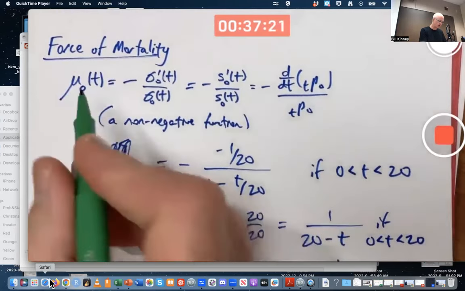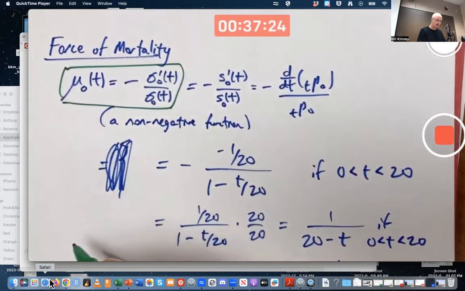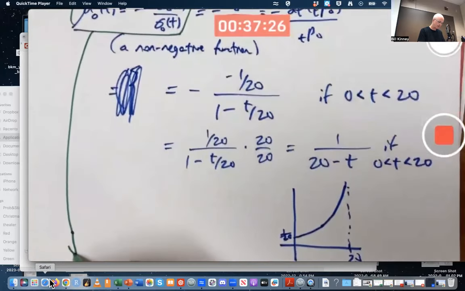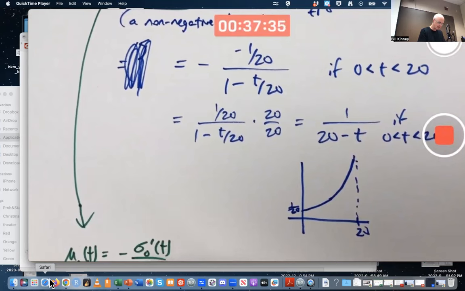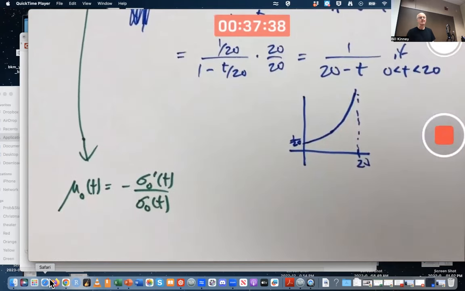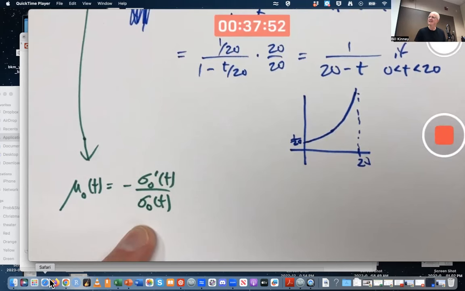Go back to the definition of this force of mortality. Let me rewrite it down here. I'll use the sigma notation like I did in the handout. But again, that's not very standard notation. So if I know mu, can I figure out sigma? Yeah, because effectively this is a differential equation in the unknown function sigma. You can solve this differential equation. And the most convenient way to solve it involves a little trick.